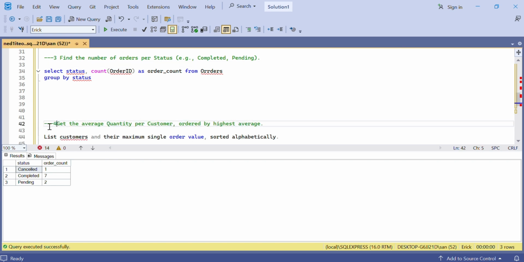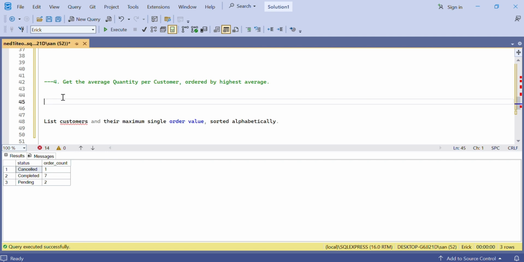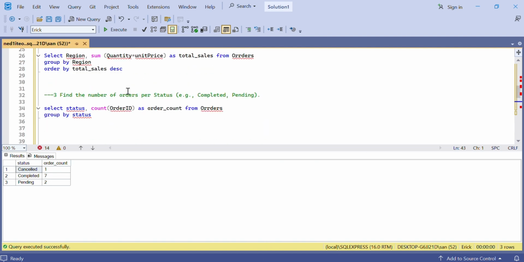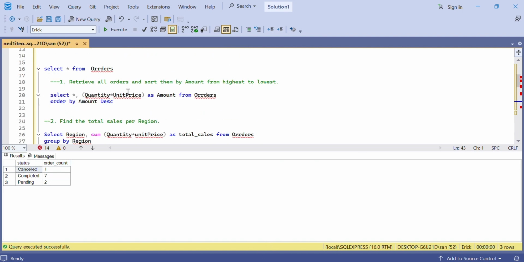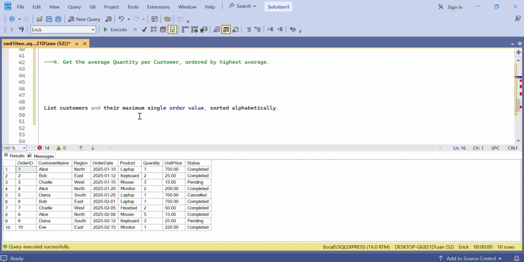To get the average quantity per customer, get the average quantity per customer, and then we order by highest average. So this one we will have to find the average quantity, and then we group by customer so that you can get the average quantity per customer here.